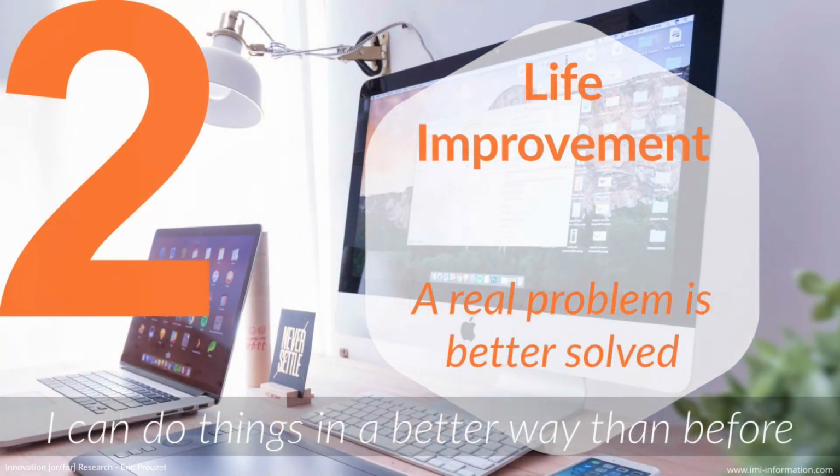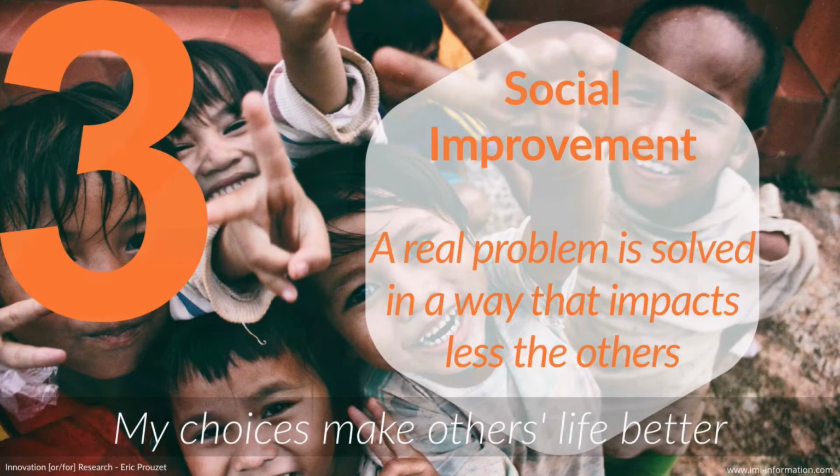Second value, the life improvement. Still a real problem is solved, but it's better solved than the other way. I can do things in a better way than before. Cars allow me to transport me from A to B. I had all the transportation modes before, but the way they do it is better. We can say that the life improvement is related to what we call the incremental innovation. Value number 3 is what I call the social improvement.